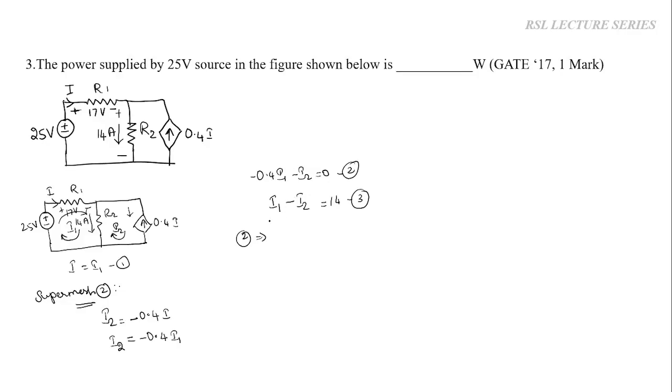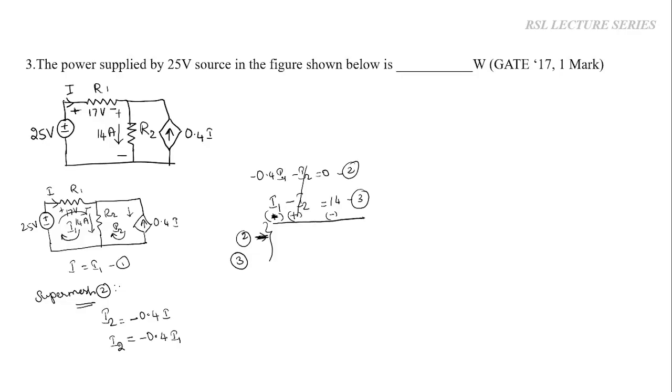We'll subtract these two equations. Okay, 2 minus 3. So we have to change the sign. So here it is minus, this is plus, and this is minus. So I2 will get cancelled.